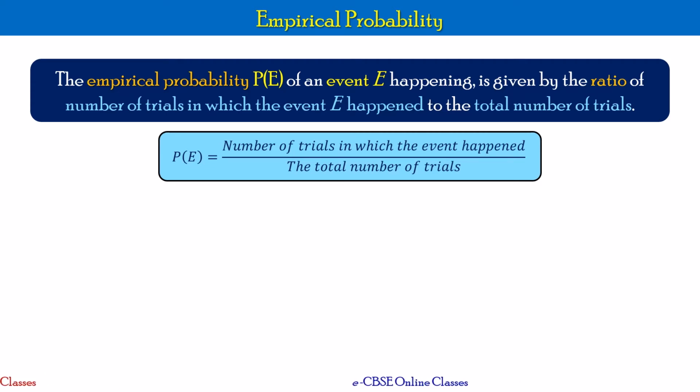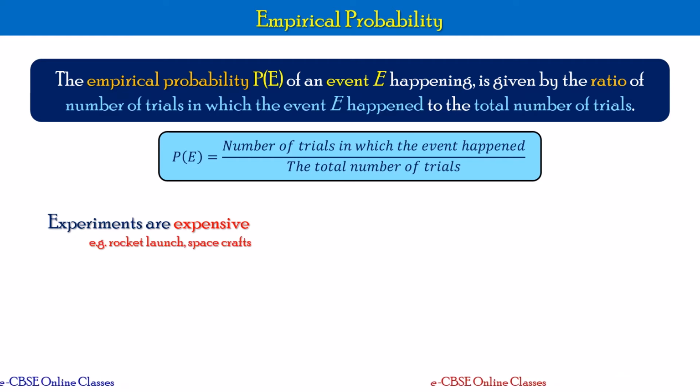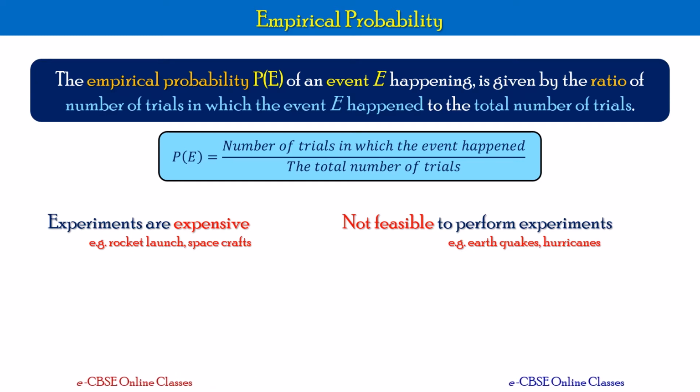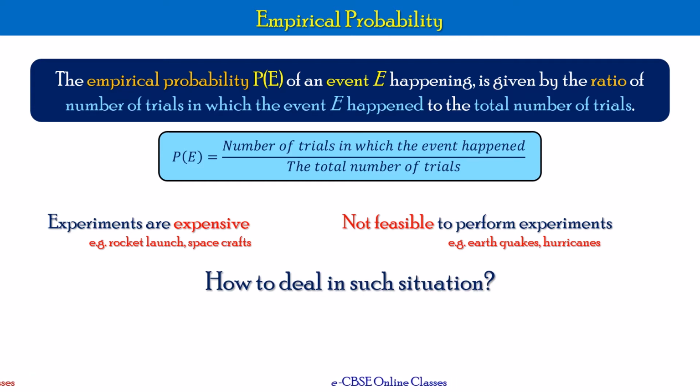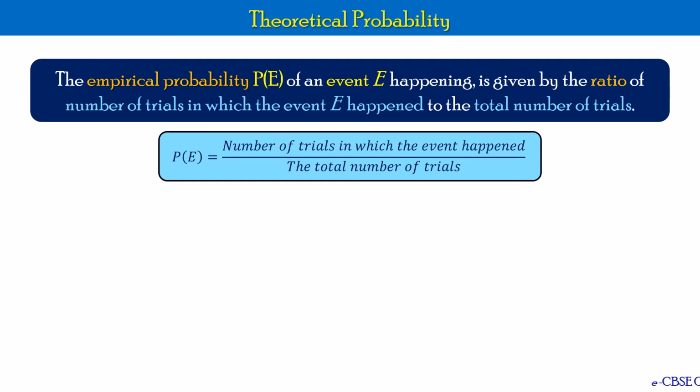But experiments are expensive, especially when they involve a huge experimental setup, for example a rocket launch, spacecraft, etc. And sometimes it is not even feasible to perform experiments. For example, if you want to predict the probability of an earthquake or hurricane, you cannot really mimic those or perform any experiments. So what to do and how to deal with such situations? With some assumptions, the probability can be calculated theoretically. That's where you will use theoretical probability.